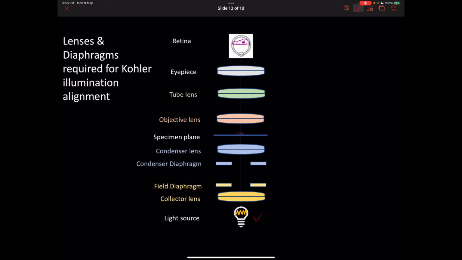Now, the light source, collector lens, field diaphragm, condenser diaphragm and condenser lens form your illumination part. Above the specimen plane where the specimen cell is kept, there is an objective lens, a tube lens and an eyepiece, which is the imaging part. The imaging part and the illuminating part, that is part 1 and part 2, have to be aligned with each other for uniform illumination.